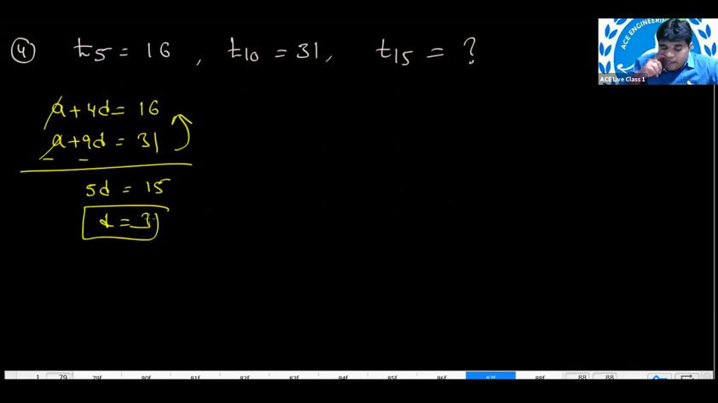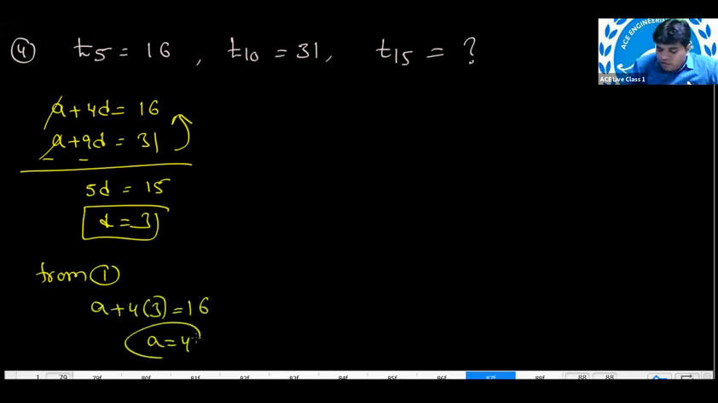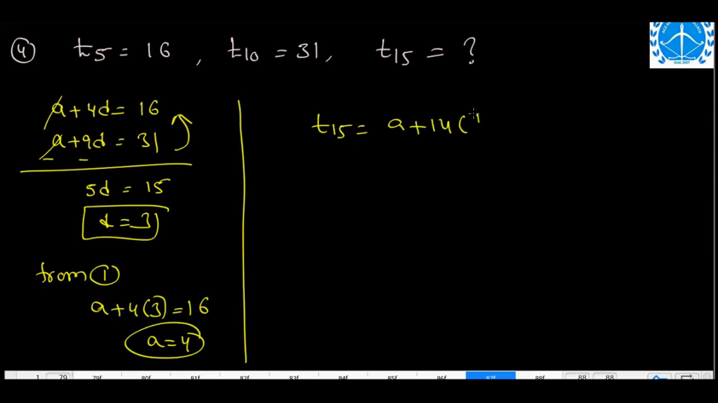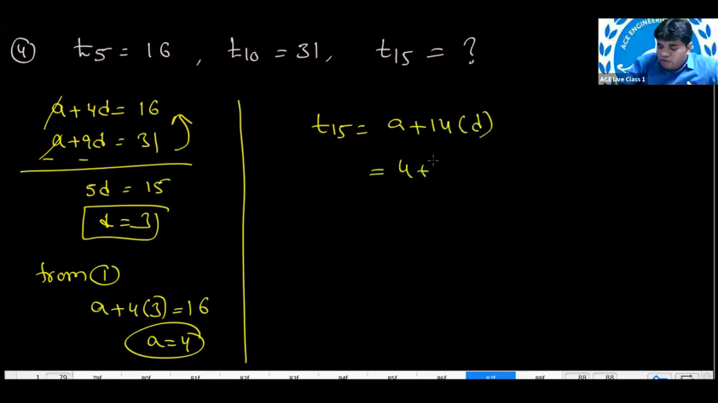This D value can be substituted anywhere, in the first or second equation. From the first, A plus 4 into 3 is equal to 16, so A is equal to 4. I'm getting the A value and the D value. Then T15 is equal to A plus 14D. A is 4, so 14 into the D value. What is the D value, friends? 3. So the answer is 46. Okay, this is the procedure, but it wastes time.